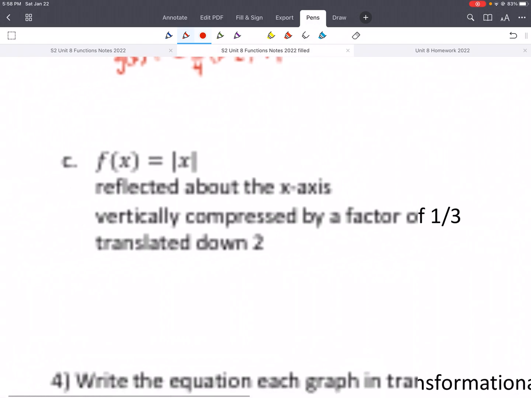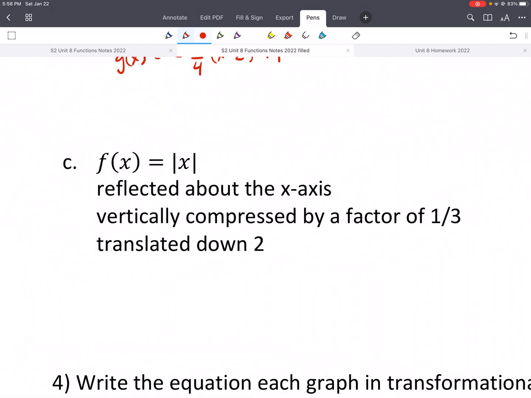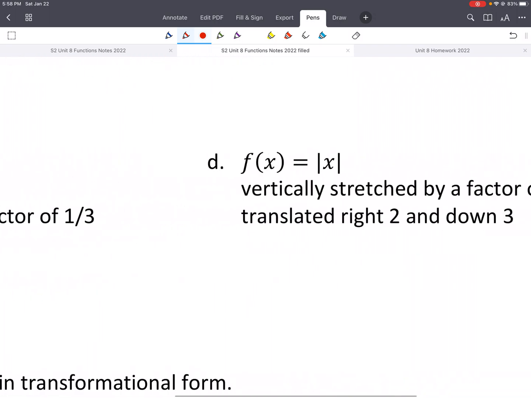All right, this is an absolute value function. Again, we'll do g of x, and it says it's reflected, so we know that a is negative. It's vertically compressed by 1/3, so a is negative 1/3. And then we need to do absolute values. Don't do parentheses squared. It says it's translated down. So it's not going left or right. So we'll just have this x, and then we'll close our absolute value, and then we're just going to go down 2. All right, pause for D.